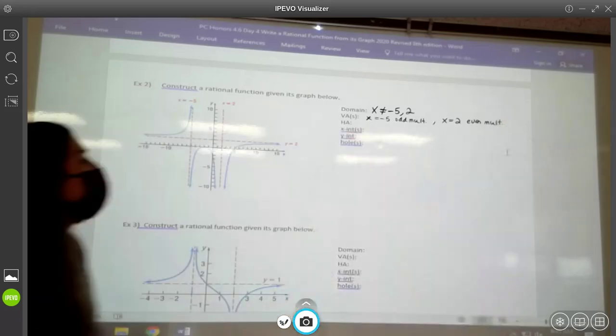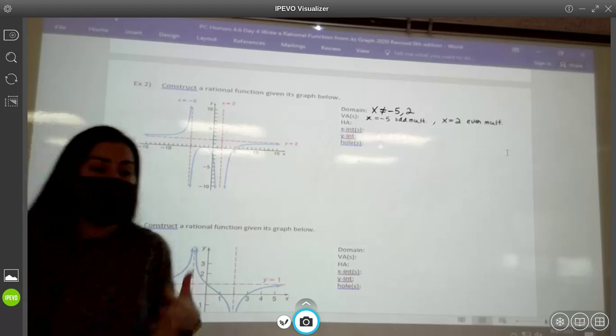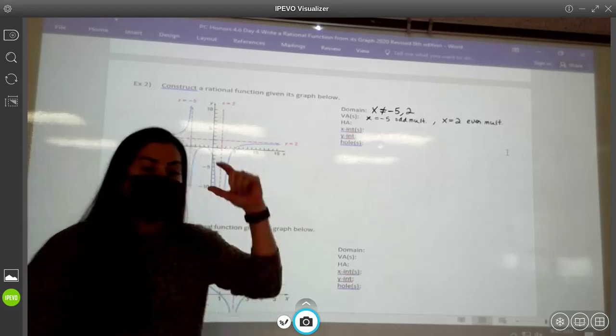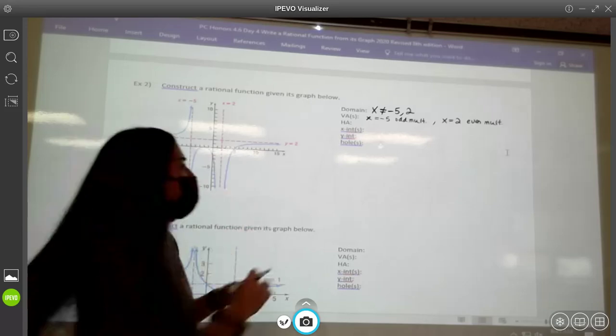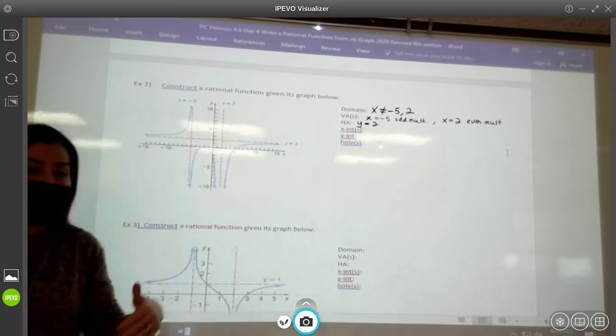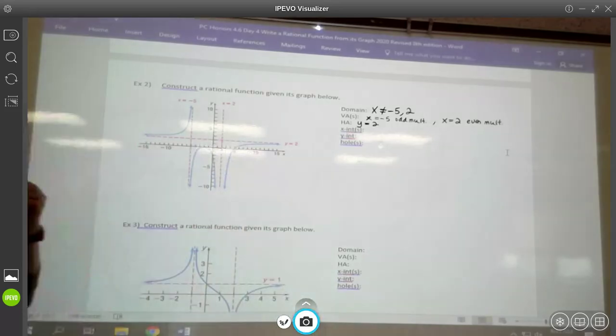All right? The HA again, it looks like it's the line y equals 2. So normally when you end up with an HA like that, it's because the degrees were the same, and you ended up taking the ratio of those leading coefficients. So we want to make sure that in the end, the top and the bottom degree from our factors are the same.